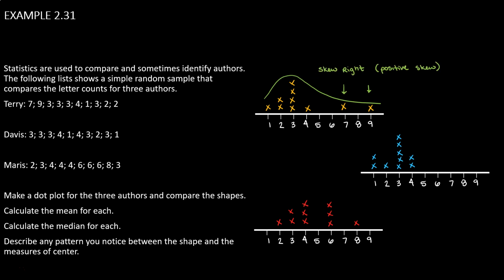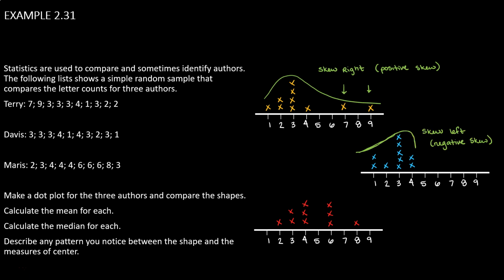Looking at the shape of Davis's dot plot in blue, it's not exactly as obvious that it's skewed one side or the other, but we can see that there's a large cluster of data values right above the 3, and then they kind of trail off on the left-hand side. There's more of a tail to the left than there is to the right. So this data set is skew left, or has a negative skew.